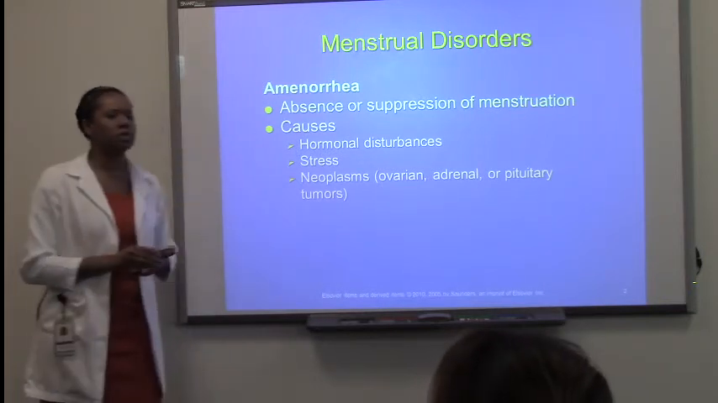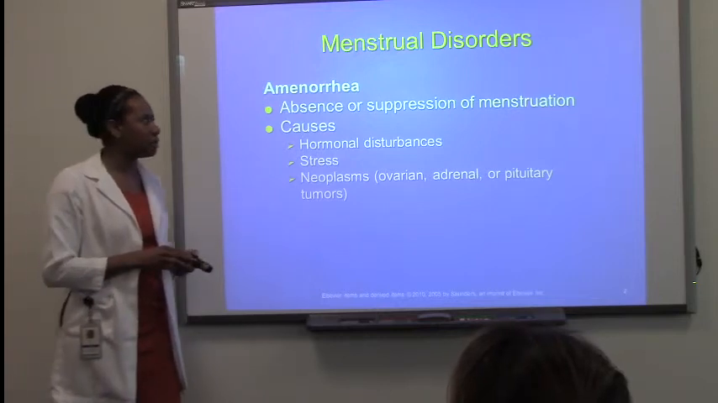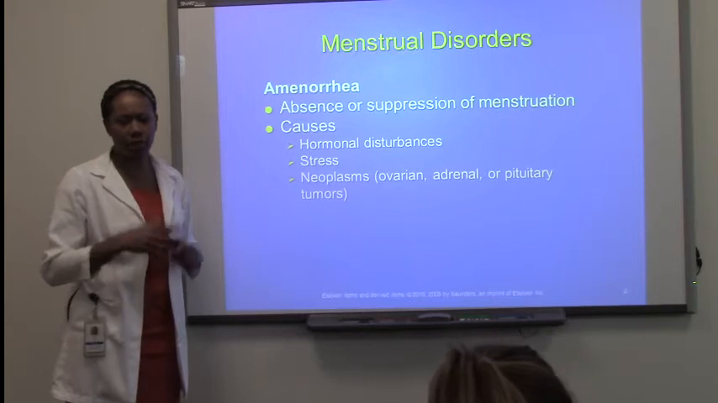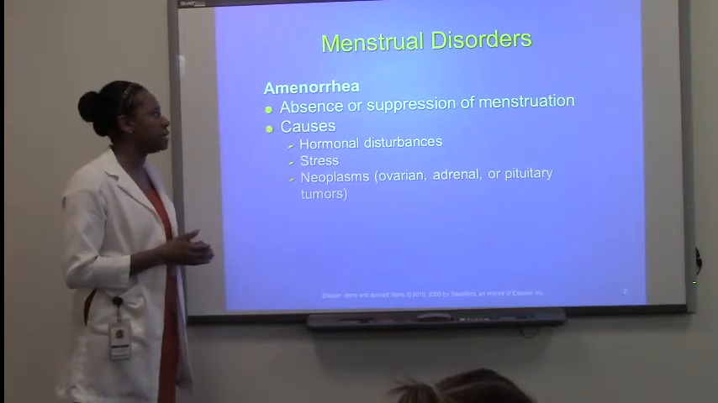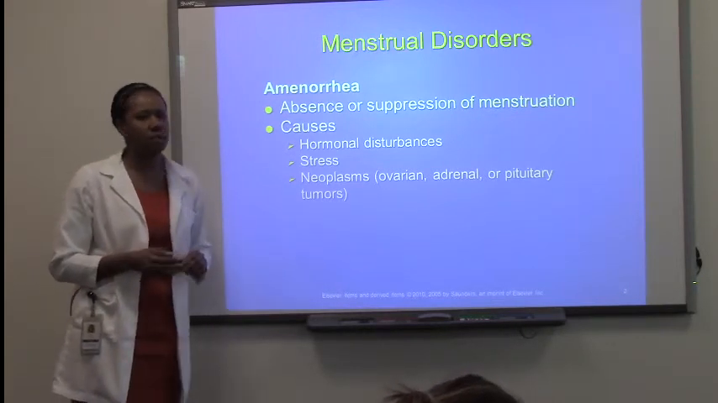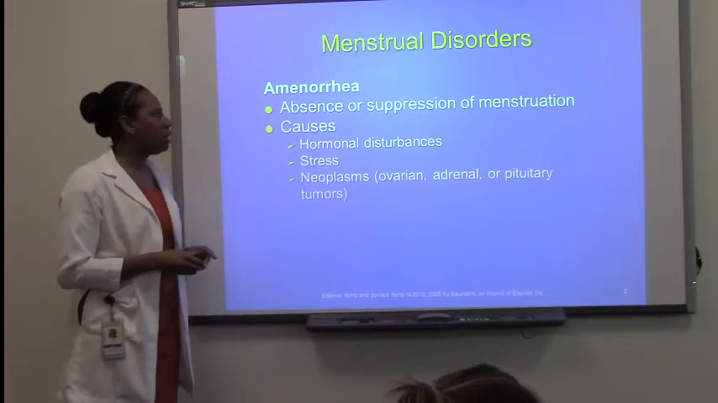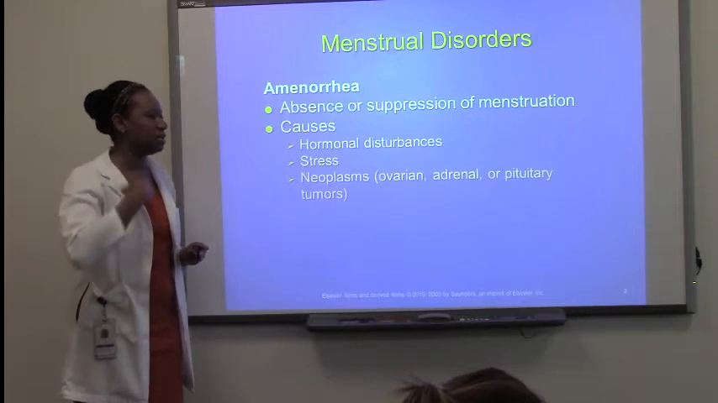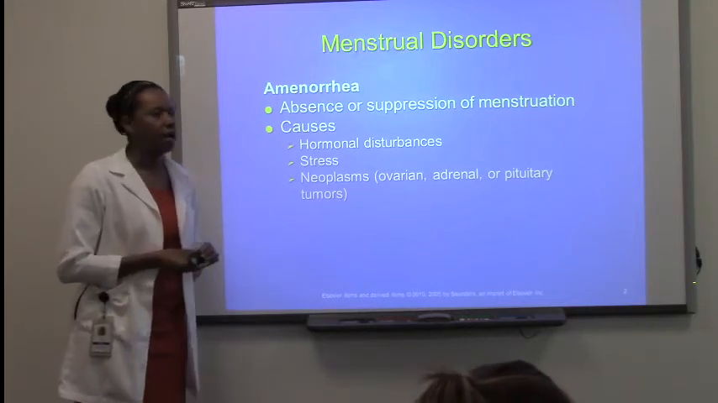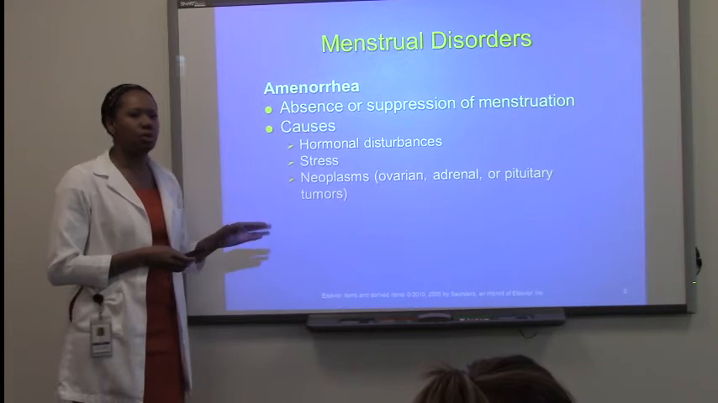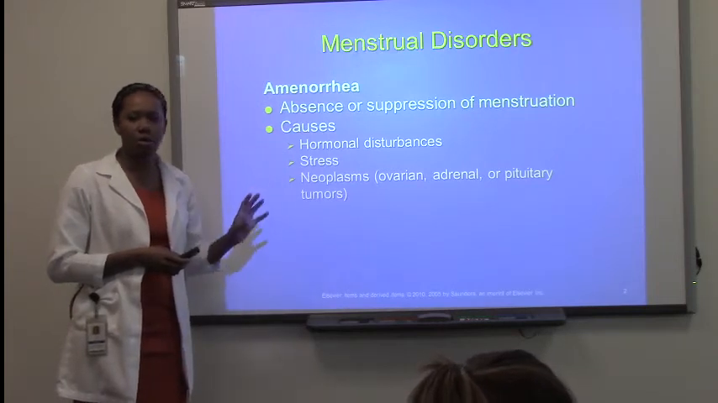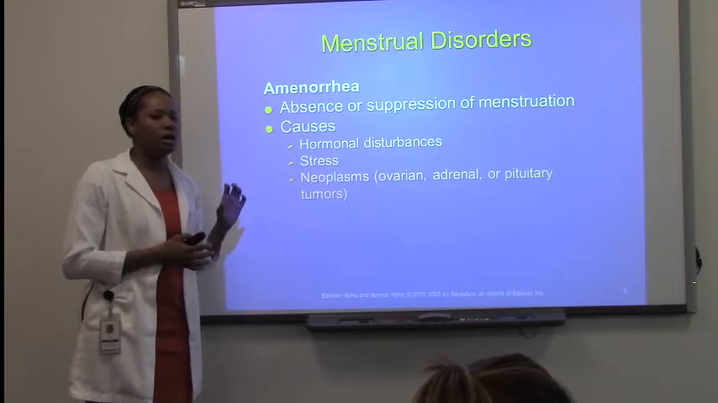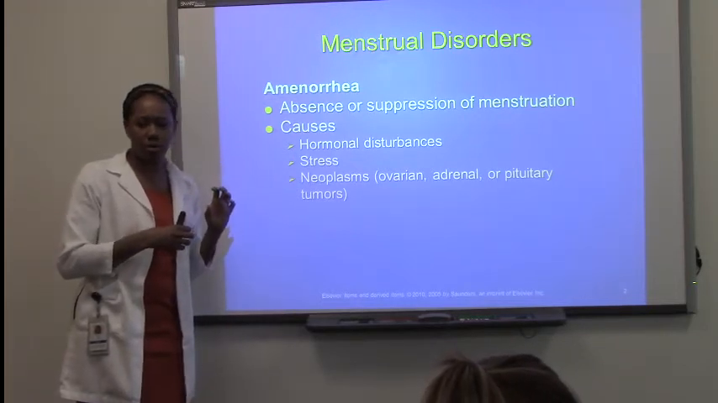Okay, so the first one that we're going to go over is what is called amenorrhea. A meaning absence, menorrhea for menses. Okay, so this is going to be absence or suppression of menstruation. There are a number of causes for this. Please keep in mind that they say stress can do this. Hormonal disturbances, which we will go into detail about how the hormones actually get suppressed. And there are a lot of different causes that cause the suppression of the actual hormone.